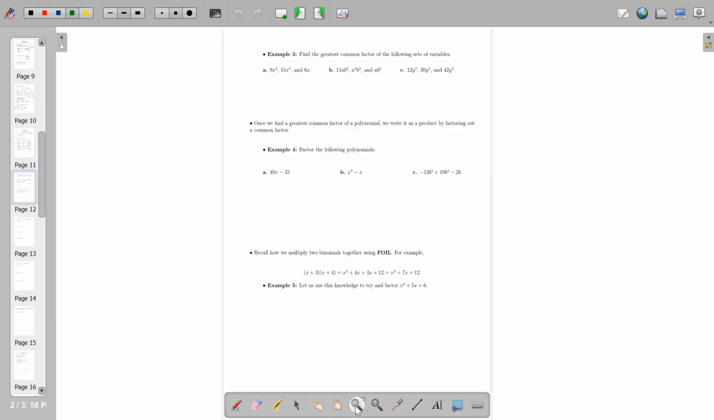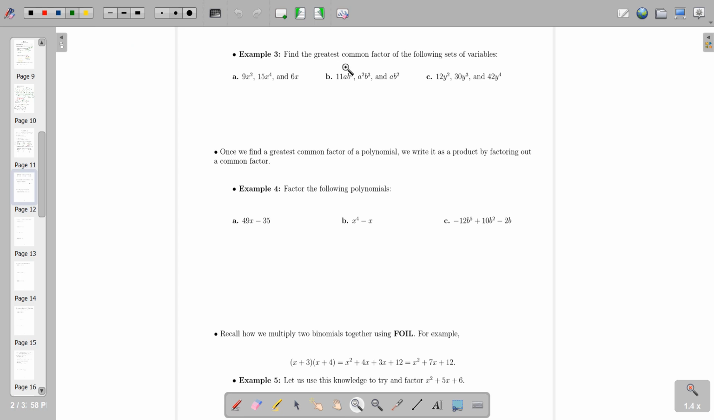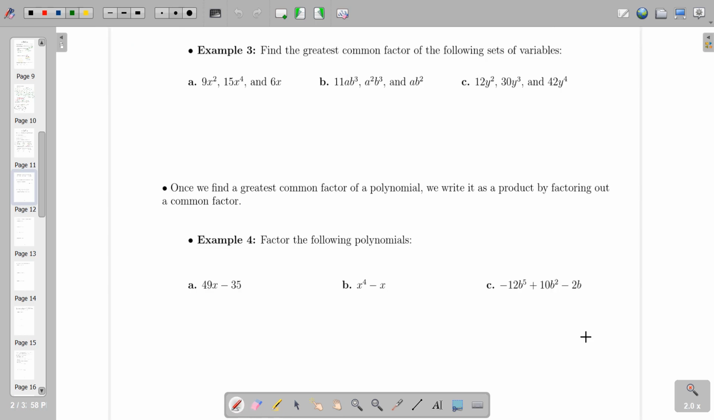All right. And then, of course, we can combine these. We can look at numbers and variables. So you just want to take it one at a time if I'm asking for the greatest common factor of these. So I look at 9, 15, and 6. Right? What's the biggest number that I can divide 9 by, 15 by, and 6 by? Well, it would be 3. Right? That's the biggest thing that would go into all three of those numbers. X squared, x to the 4th, and x to the 1st. Well, the lowest power is x, so 3x is my greatest common factor.